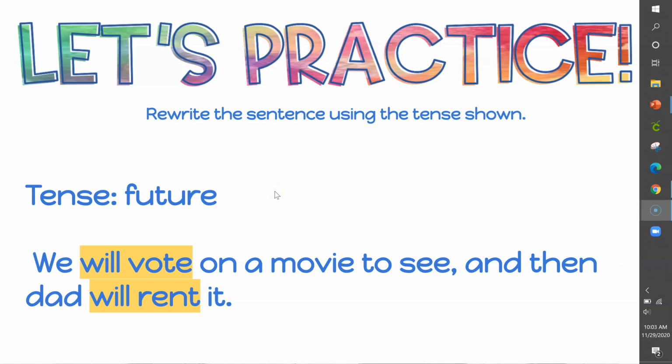Perfect. With both verbs, we will remove the ed ending and use the linking verb will. So the sentence now should read, we will vote on a movie and then Dad will rent it.